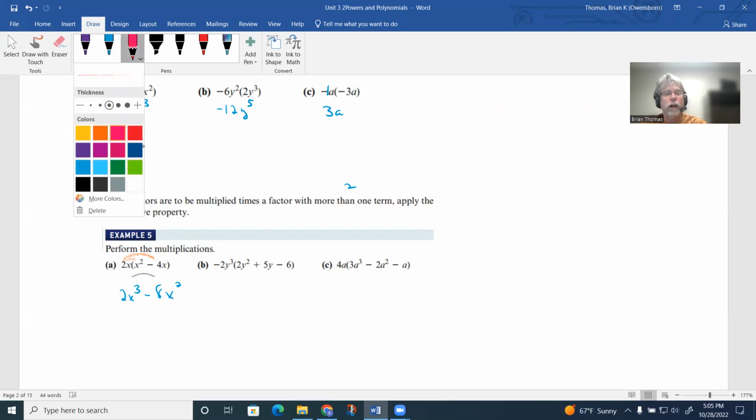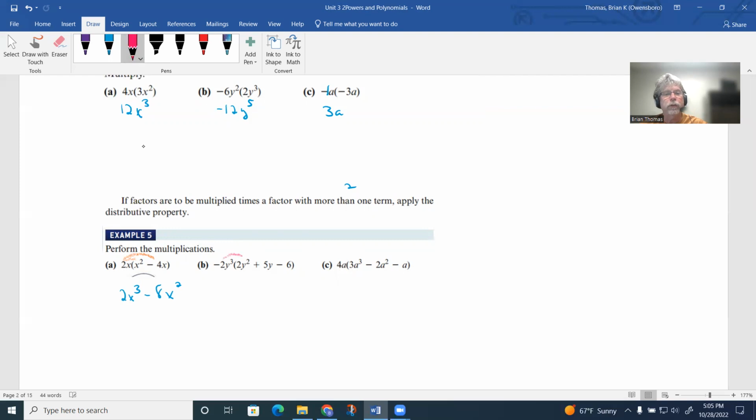So if I have this negative 2y, I gotta multiply that through all 3 pieces. So to distribute this, we got to do this 3 times. So again, we'll multiply the coefficients together. Negative 2 times 2 would be a negative 4. Y cubed times y squared becomes y to the fifth. And then we got to multiply the coefficients together. Negative 2 times 5 is negative 10. And y cubed times y would be y to the fourth. So negative 10y to the fourth. Then we got to multiply negative 2 times negative 6, which is a positive 12. And the y to the third would just come down.